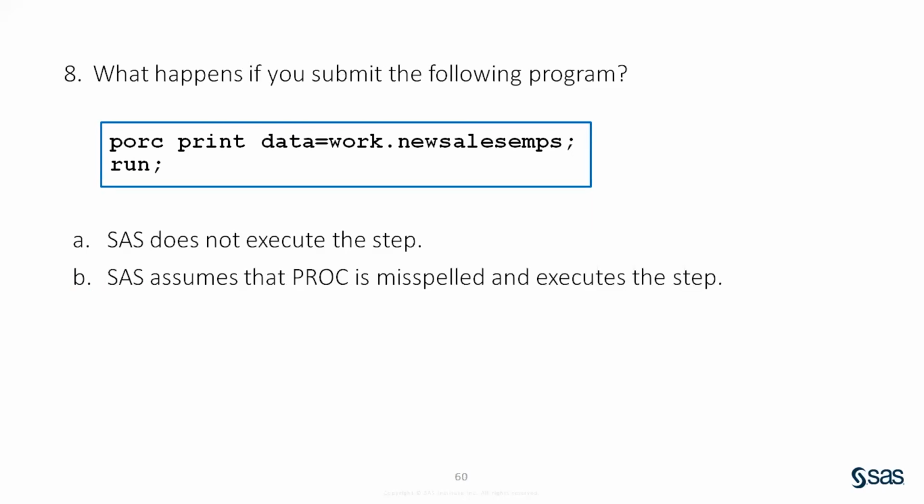Whereas the next question, what happens if you submit the following program? You will get a table of new sales employees. Why will you get a table? Look at this program carefully. Though it's a misspelled identifying keyword, SAS will still execute it and create your report.